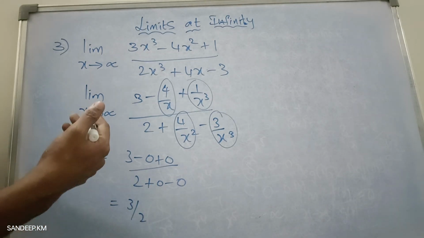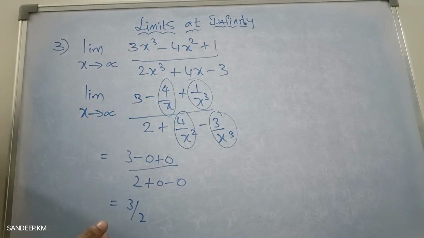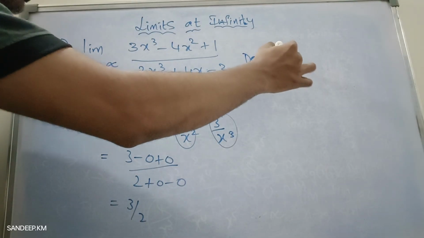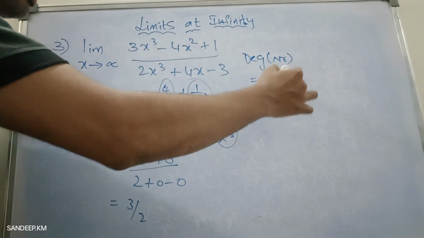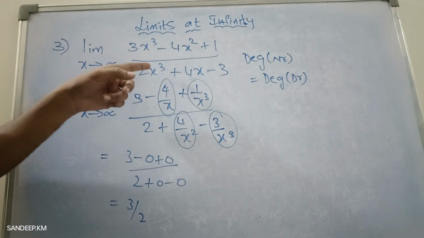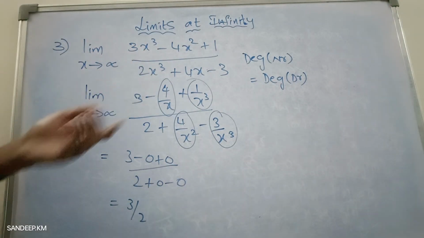If degree of numerator is equal to degree of denominator, I hope you got the clue now. So what is the shortcut? Very simple. If the degree of numerator is equal to degree of denominator, like in this case, degree of numerator is 3, the degree of denominator is 3. In this case, what is the answer?